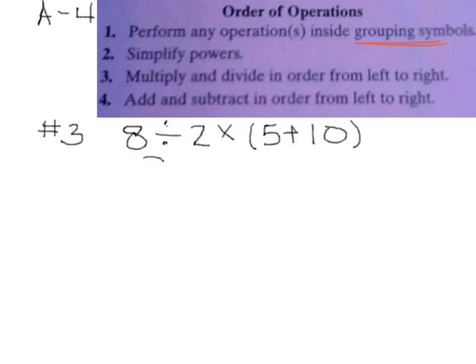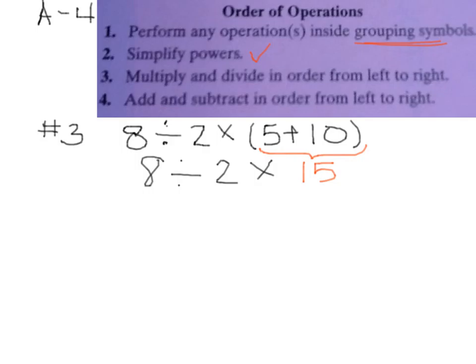So this gives me 8 divided by 2 times, and then I do what's inside the grouping symbols. I take 5 plus 10, and I get 15. Okay? The next thing I'm going to take a look at is step 2. I don't have any more grouping symbols. That's done. I'm going to look at step 2, which is simplify powers. Well, I don't have any, so that step is done as well.